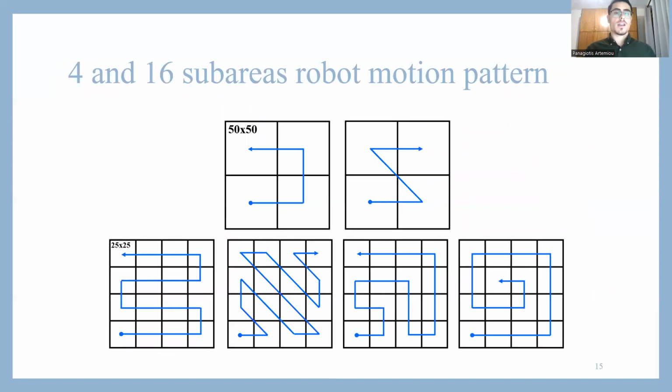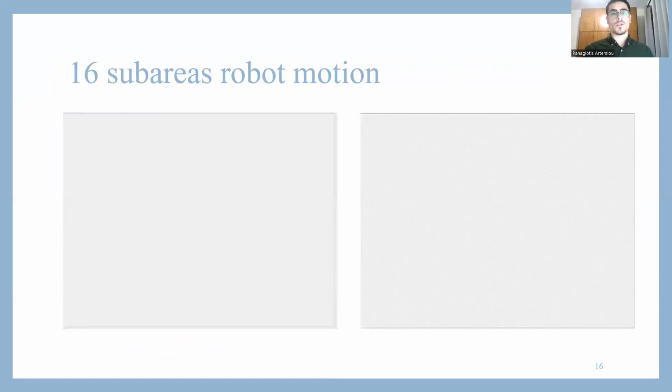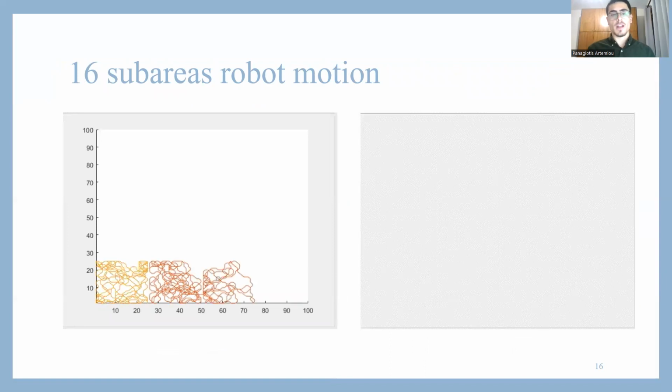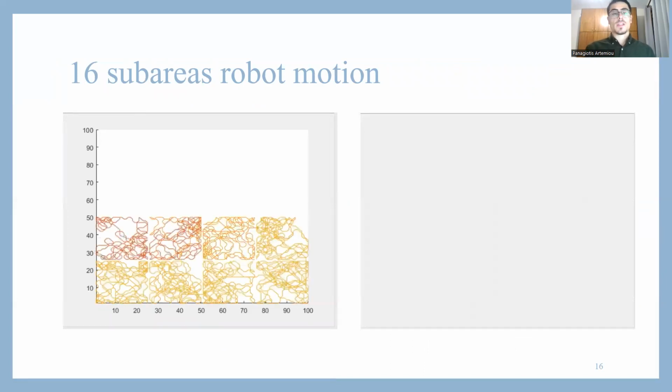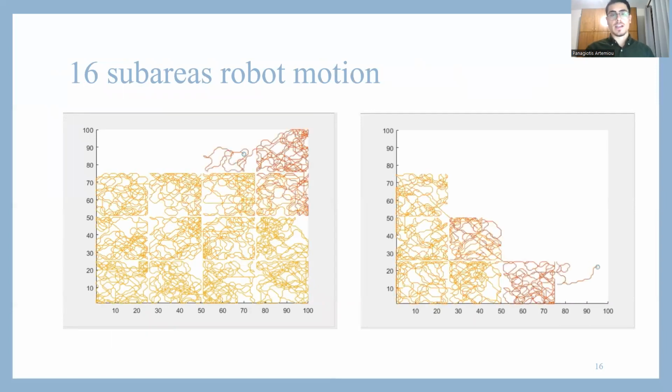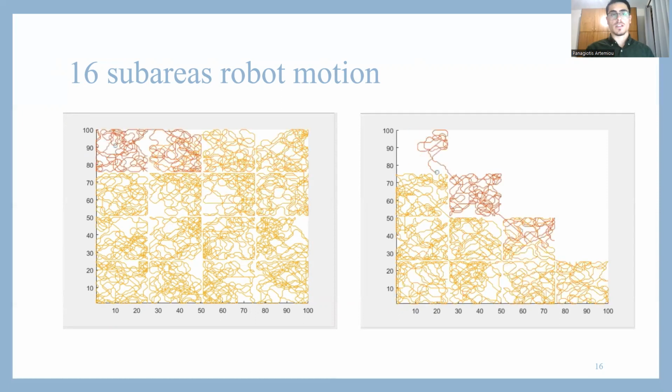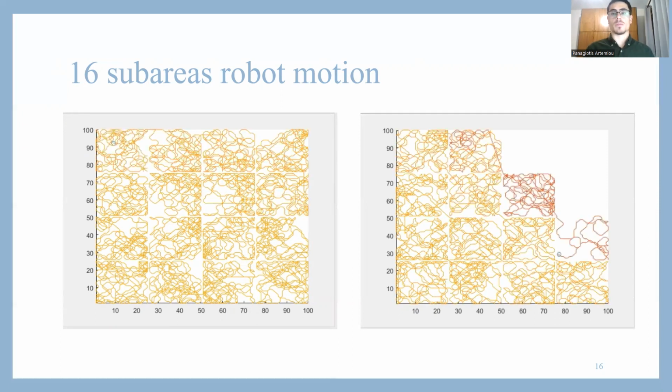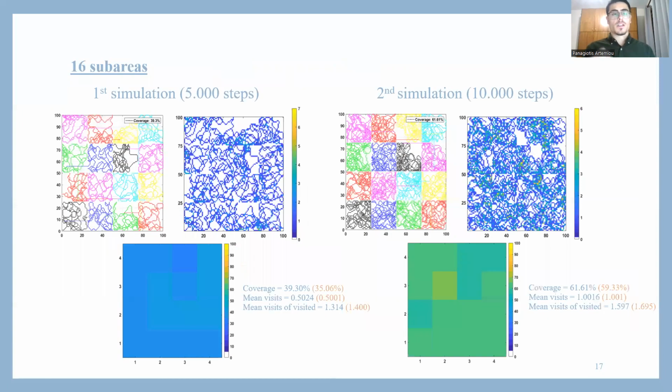So we divided the area into 4 and 16 sub-areas, and here you can see two of the four patterns for the 16 sub-area case. We can see that the robot visits the whole area again, but now there are little areas that are not visited at all, and even less that are visited multiple times. Here in the simulations, you can see again that the coverage is increased.